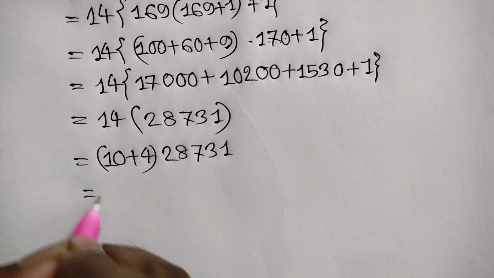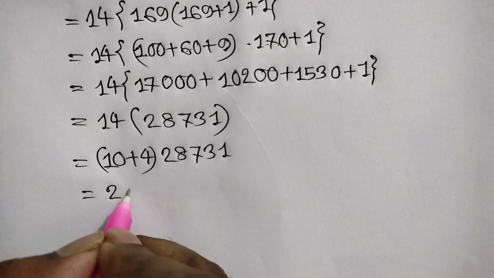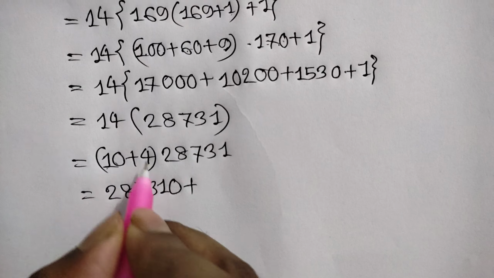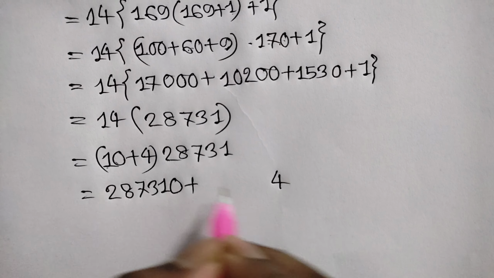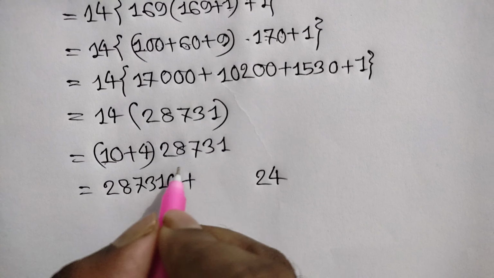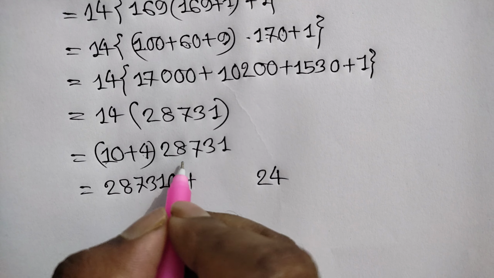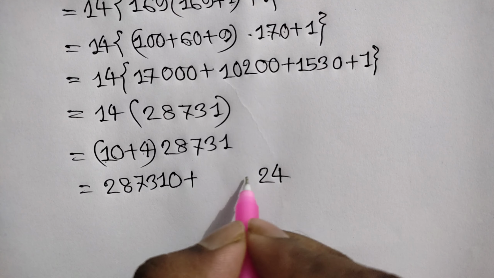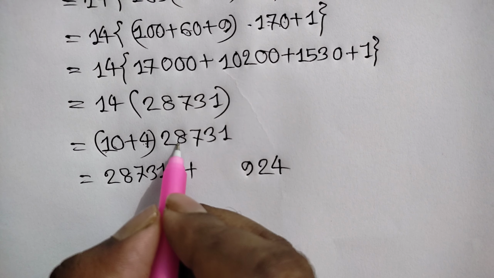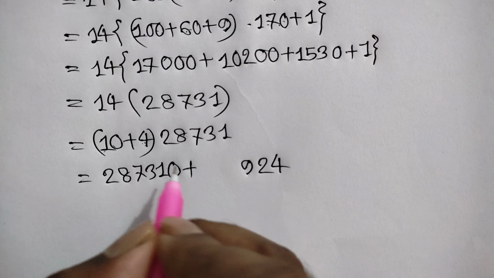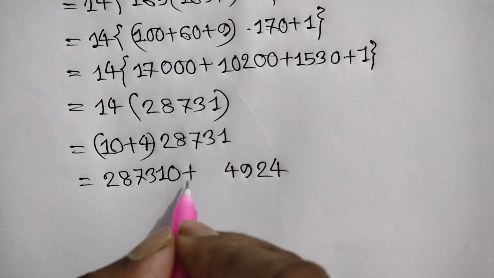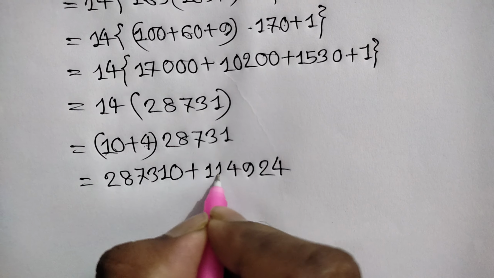28731 is equal to 1 times this is 28731 with 1 zero, plus, now 4 times 1 is 4, 4 times 3 is 12, here we will write 2, 1 is carried, 4 times 7 is 28 plus 1 is 29, 2 is carried, now 4 times 8 is 32 plus 2 is 34, 3 is carried, now 4 times 2 is 8, 8 plus 3 is 11.